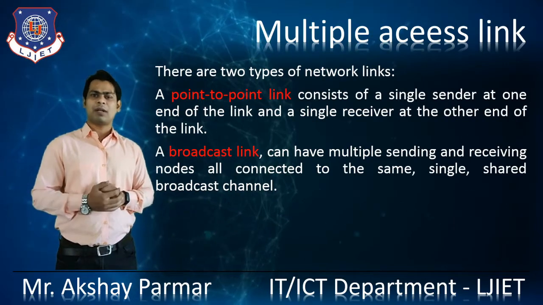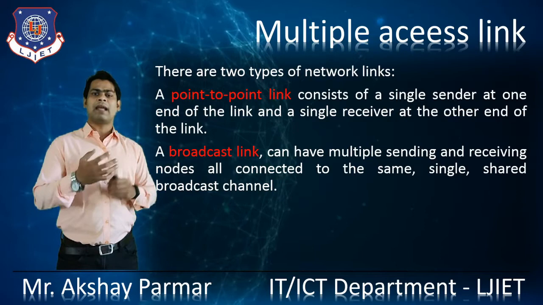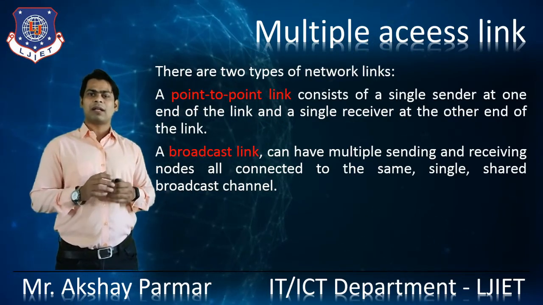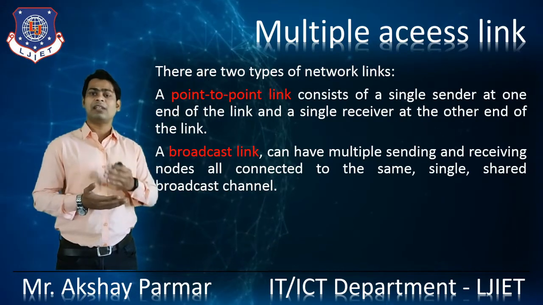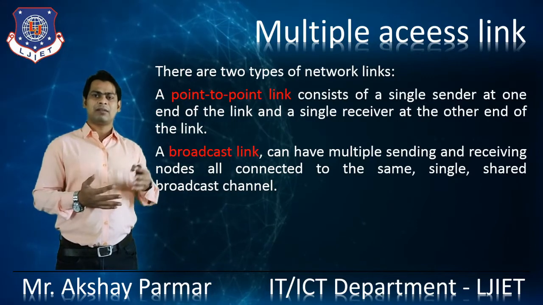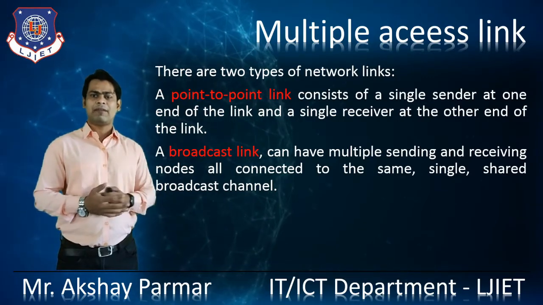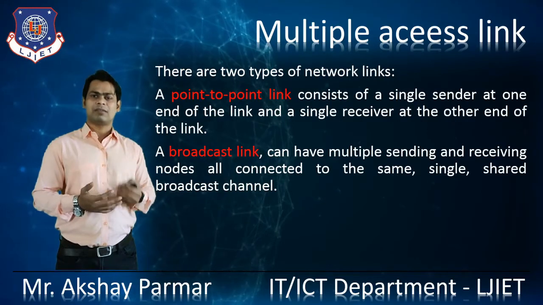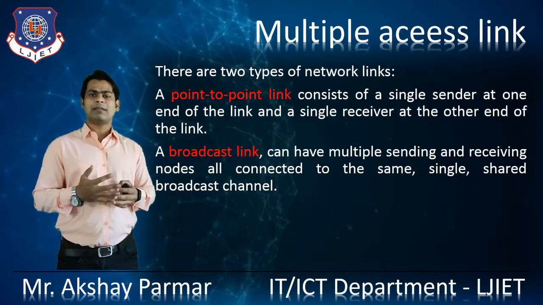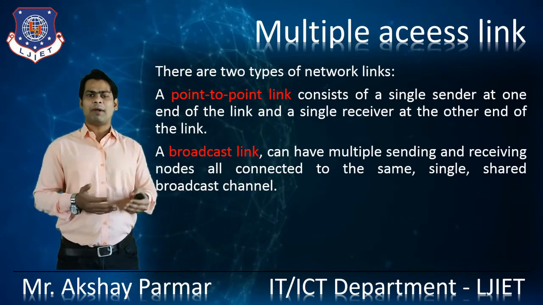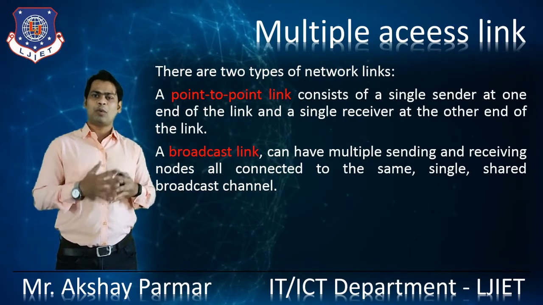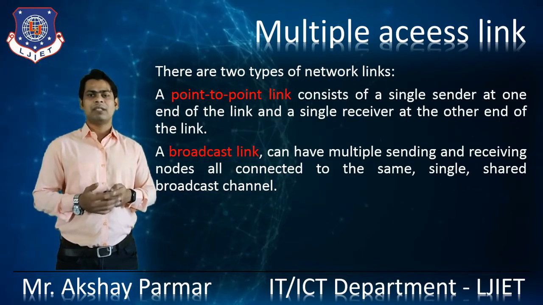After that, the other type of network link is the broadcast link. What do we mean by the broadcast link? A broadcast link can have multiple sending and receiving nodes, and all nodes are connected to the same single shared broadcast channel. You can observe this in the telephone network, the cellular network, and the Wi-Fi network. So they are broadcast links, whereas a point to point link is like mobile to mobile transfer, just like Bluetooth technology, right?